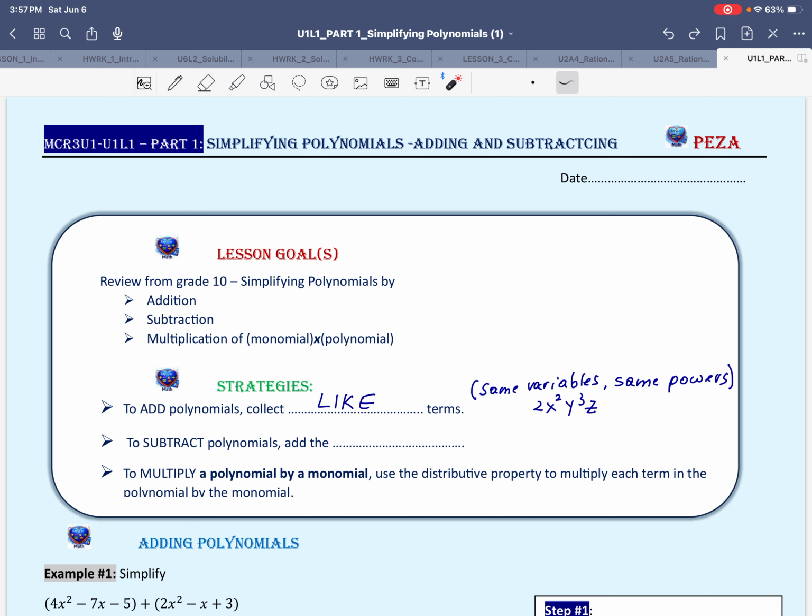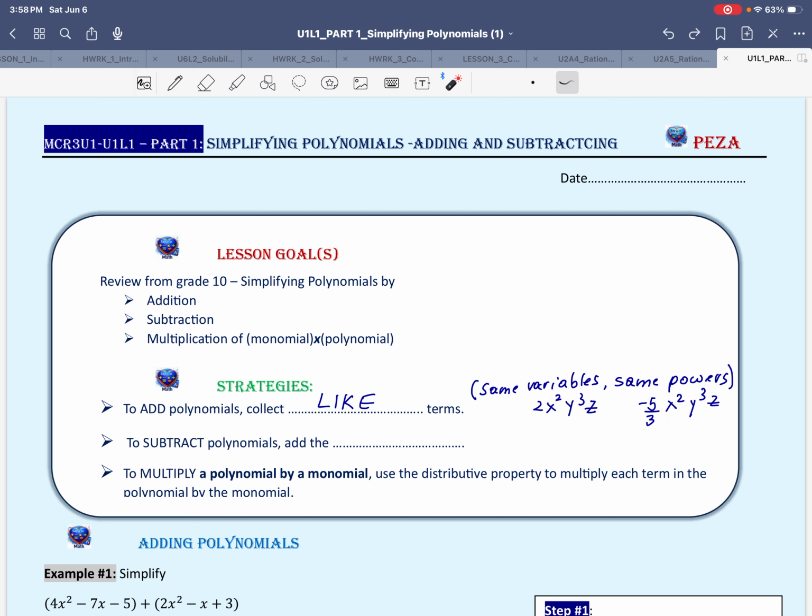As an example, I will bring in here 2x squared y cubed z and negative 5 over 3 x squared y cubed z. So the variable part has to be the exact same: exact same variables raised respectively to exact same powers. And the coefficients can be different, obviously.